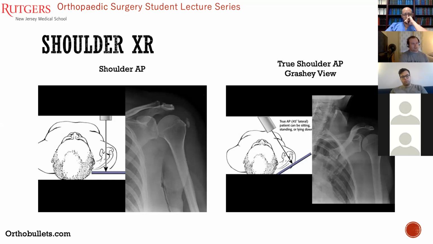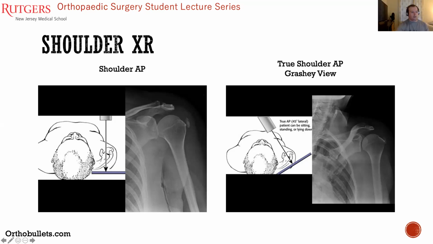In order to do that, you have to do a true shoulder AP, which is also known as a Grashey view. This will help you look directly down the glenohumeral joint, as you can see here. And this is the actual space of the glenohumeral joint. This can be done by angling the beam and placing the cassette directly behind the patient on an angle. Again, keeping the plate and the x-ray beam orthogonal to each other, but using that angulation to help see down the joint itself.